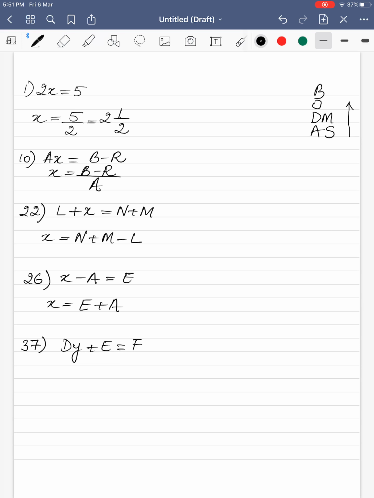Now we have here e being added, so first we'll take care of the plus e, which will go to the other side and become minus e, and then d being multiplied on the left hand side goes and divides the other side. That's our answer. Let's try question number 44.